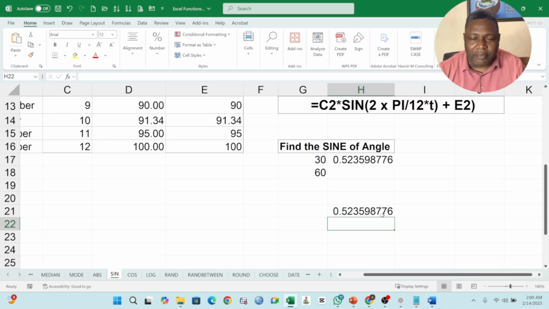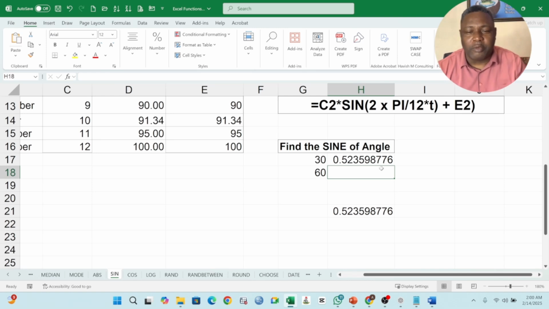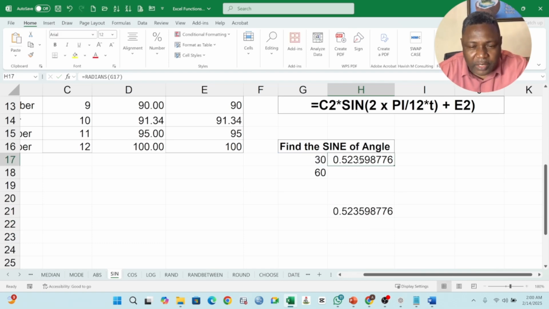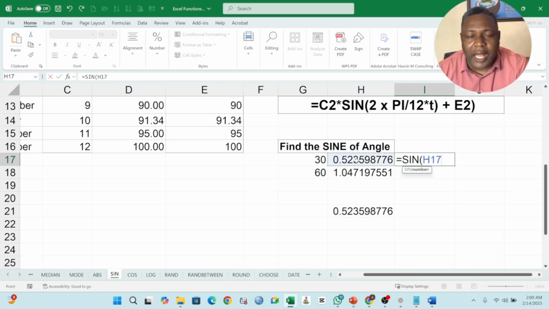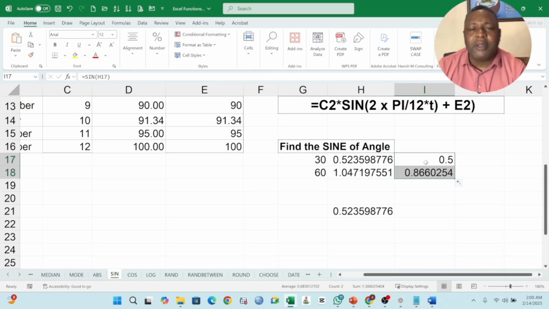So that is the formula for radians, but it's better you use the function so that you don't go through the long, complex process of multiplying the angle by pi divided by 180. So you calculate your radian, and then you get the sine of that number. That will give you the sine of the angle. But another way you can do this is to go straight.